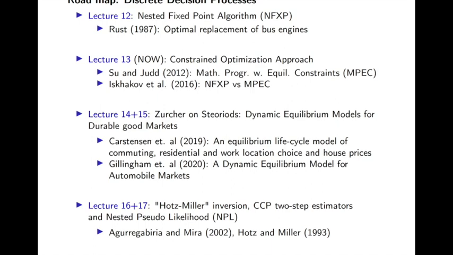So Su and Judd advocated for this in Econometrica 2012 in their paper and called this method mathematical programming with equilibrium constraints. There is a comment on that paper in Econometrica by John Rust, myself, and Fedor Iskhakov. And we're going to look at some of those results a little bit later in this lecture. Next time is more Harold Zurcher, but on more involved models, where we also introduce equilibrium, and we'll look particularly at durable goods markets, and then after that, we'll go to the CCP type of two-step estimators and nested pseudo likelihood.